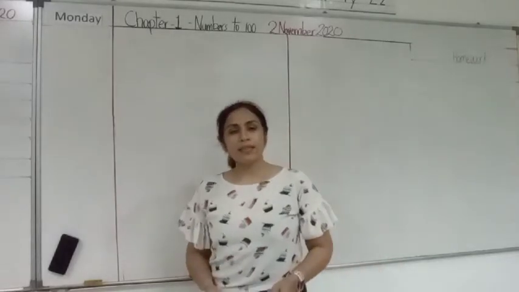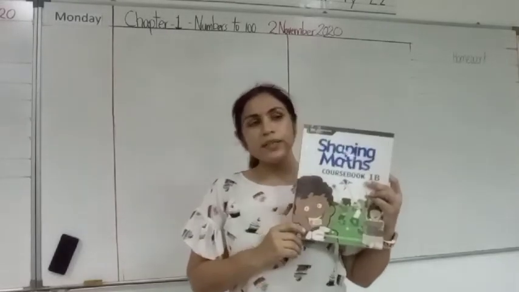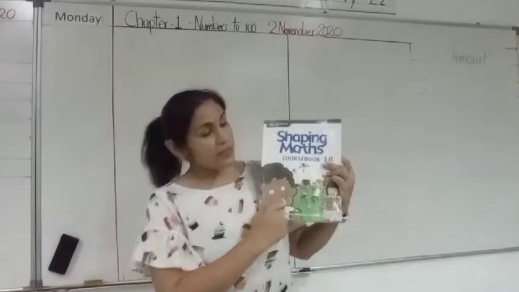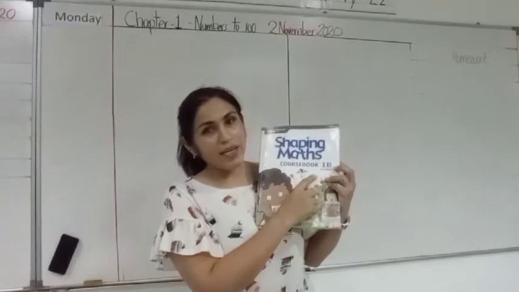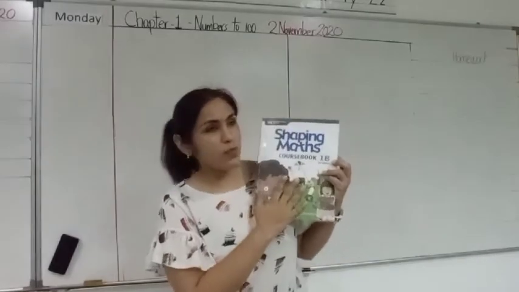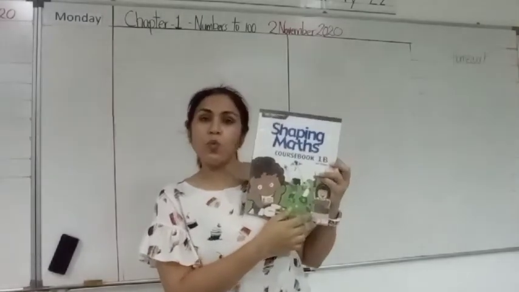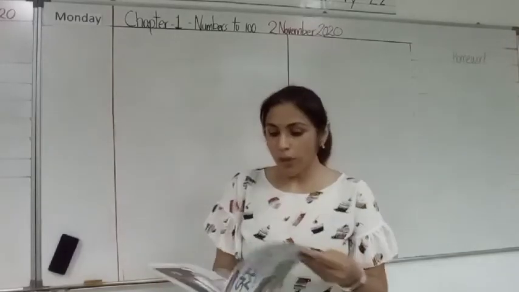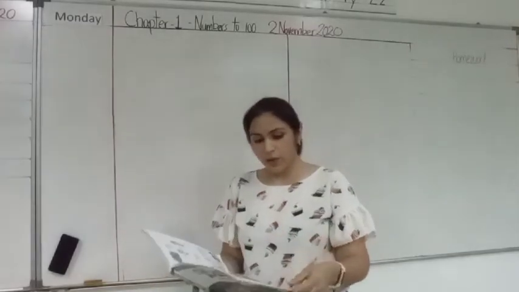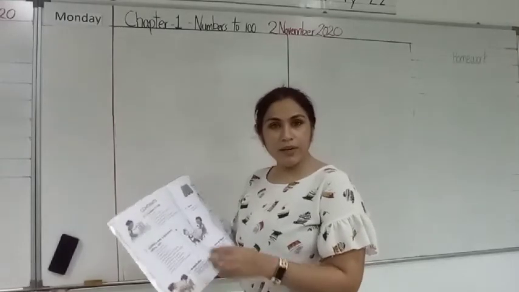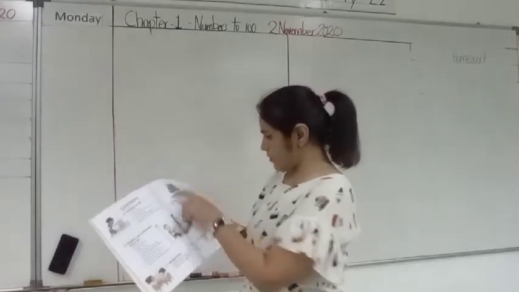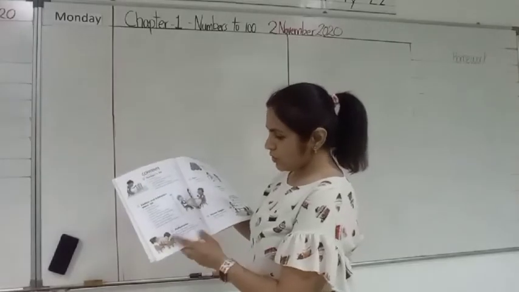Alright, let's start our lesson with Shaping Maths Course Book 1B. We are done with 1A, all the chapters. So today we will start Course Book 1B. Our first topic, in this we will be covering two topics. Alright, for this term we will be covering 2 or 3 topics.